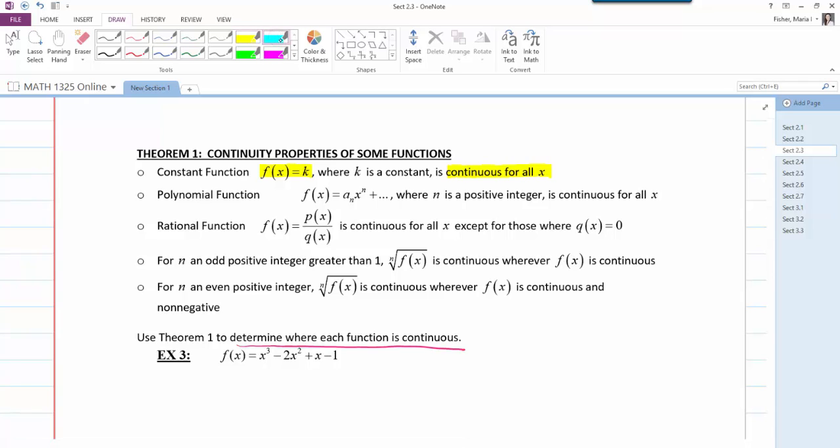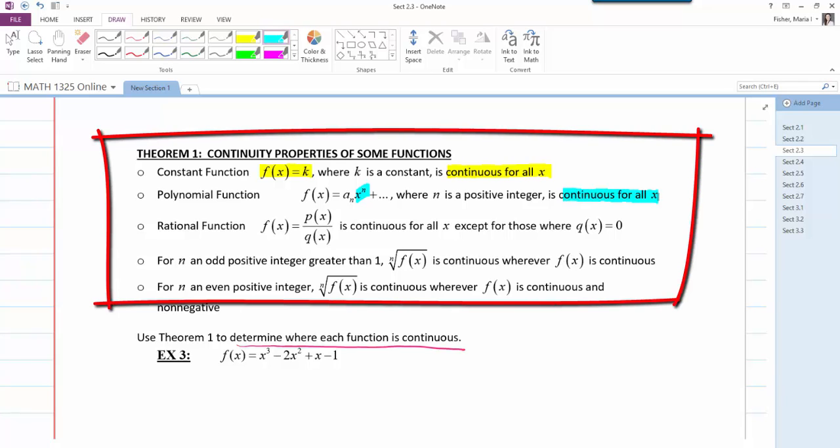The second type of functions that we're going to look at are polynomial functions, and those are x to the n, so x raised to a power, where n is a positive integer. Well, those are also continuous for all x. So polynomial functions are continuous everywhere, constant functions are continuous everywhere. So let's just answer number 3 real quick and then go on to the next ones. We want to use theorem 1, here's theorem 1, to determine where each one of the functions is continuous.